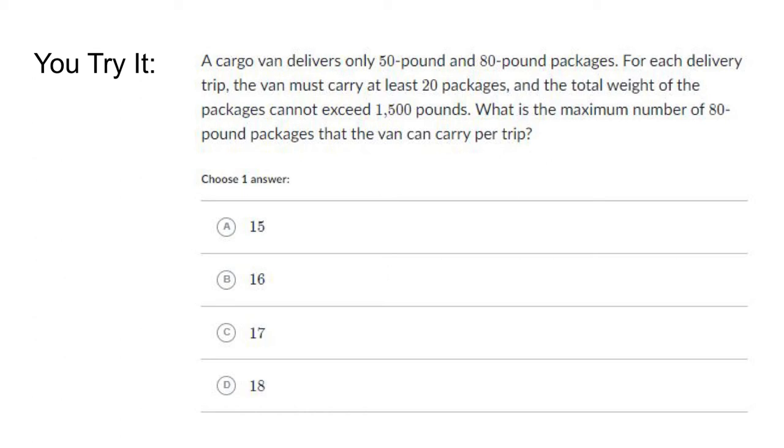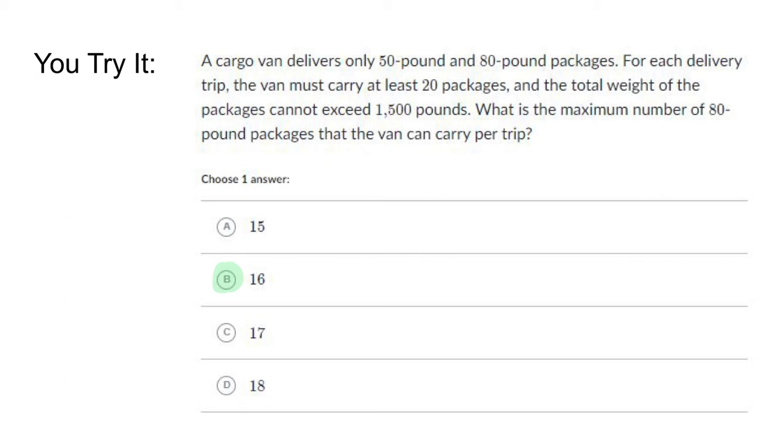All right, let's go back together on this one. Hopefully, if you worked this out correctly, you got an answer of B. And there are a few ways you could have done that. You could have tested out that if you had 16 of these 80-pound packages, you could have done 16 times 80 and then added to that enough 50-pound packages to reach 20 packages total and made sure that it stayed within that 1,500-pound limit, which 16 would have done. 15 also would have done that, but 17 and 18 would have gone over.